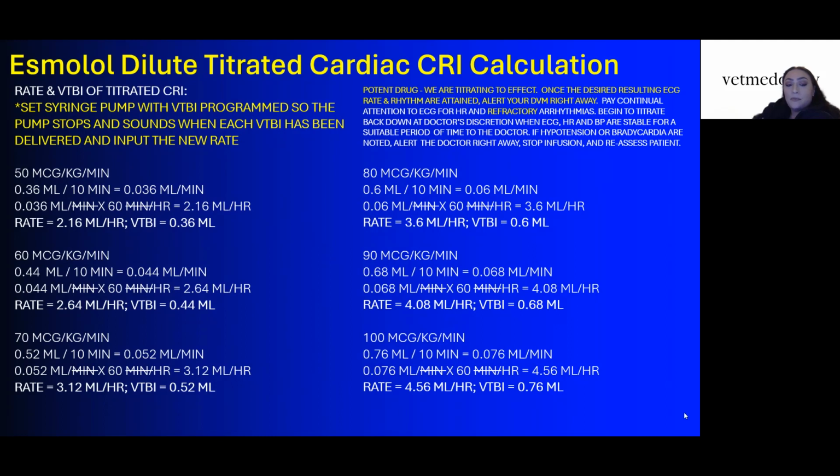There is an easier way to do this, I promise, and I'm going to show it to you in a moment. But I do need to go over the fact that this is a potent drug. Again, we are titrating it to effect. Once the desired resulting ECG rate and rhythm are attained, alert your DVM right away. Pay continual attention to the ECG for heart rate and refractory arrhythmias. And begin to titrate back down at the doctor's discretion when the ECG, heart rate, and BP are stable for a suitable period of time to the doctor. If hypotension or bradycardia are noted, alert the doctor right away, stop the infusion, and reassess the patient.